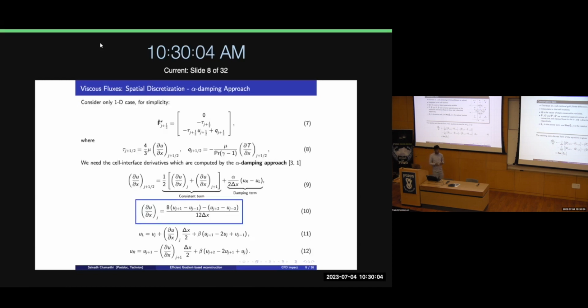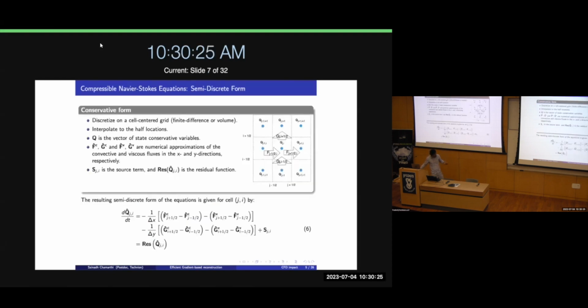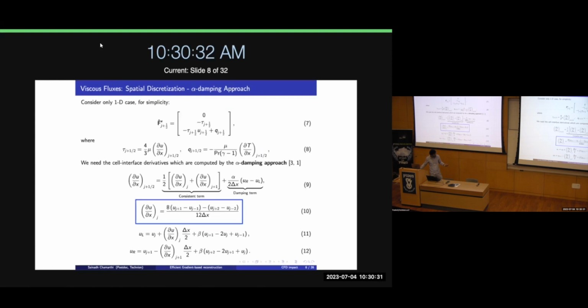So everybody usually starts with the convective fluxes, but as I said in the introduction, we found that the viscous fluxes are as important as convective fluxes. So the first thing I want to explain is how we discretize the viscous fluxes, the FV at J plus half.